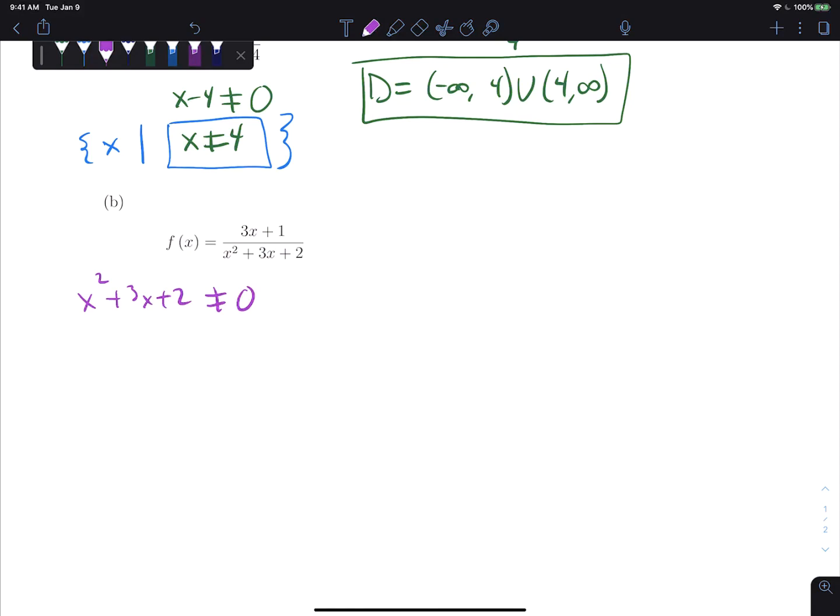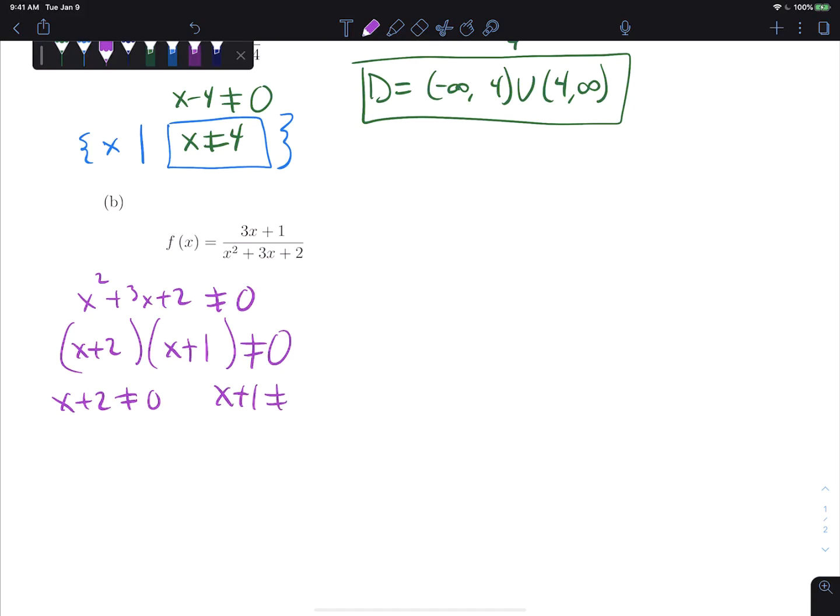You can solve this by the quadratic formula, completing the square. My recommendation, though, is just to factor it. It's the easiest way. So 2 sets of parentheses, not equal to 0. So we have x plus 2 and x plus 1. And then set each one of these not equal to 0 and solve. So x is not equal to negative 2, and x is not equal to negative 1.